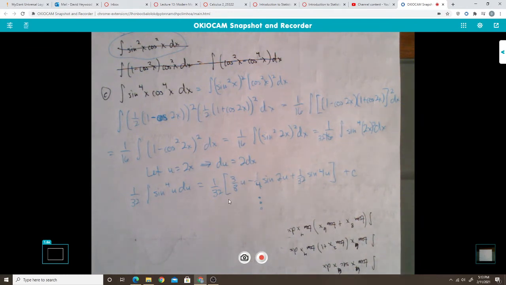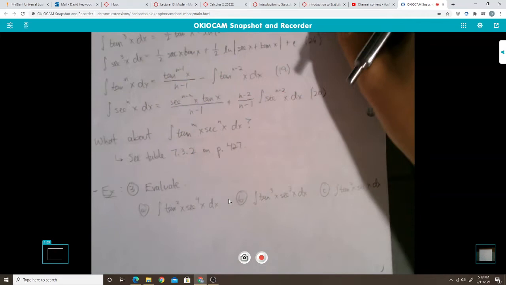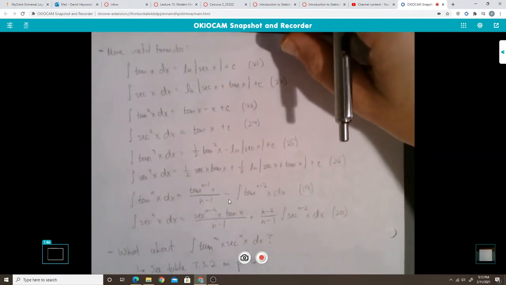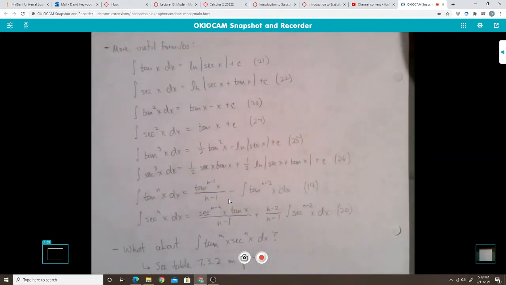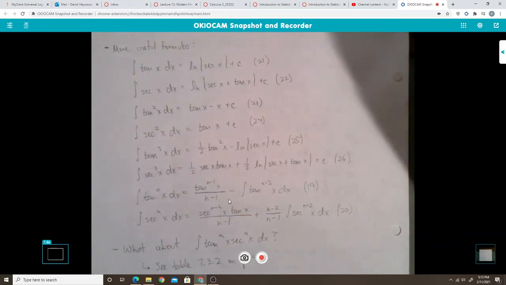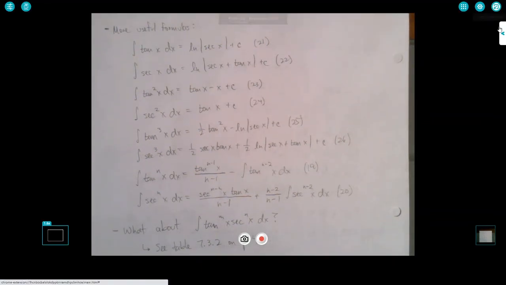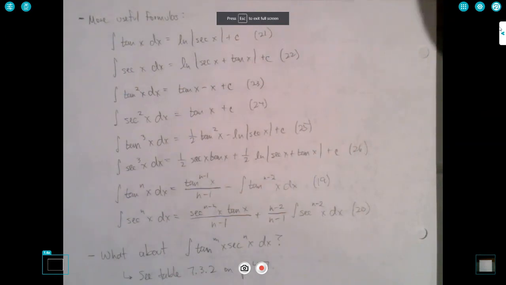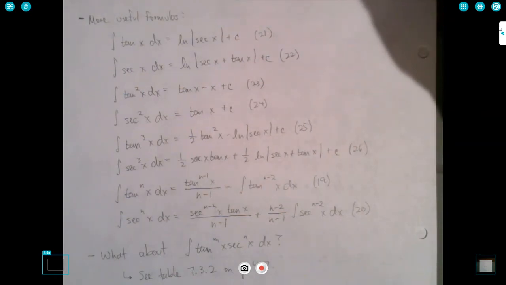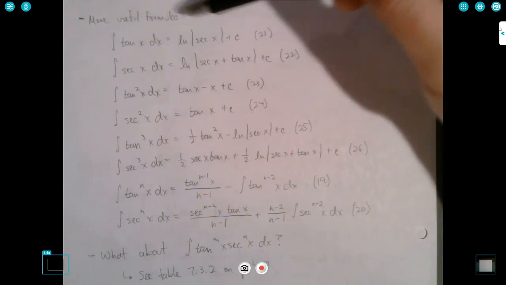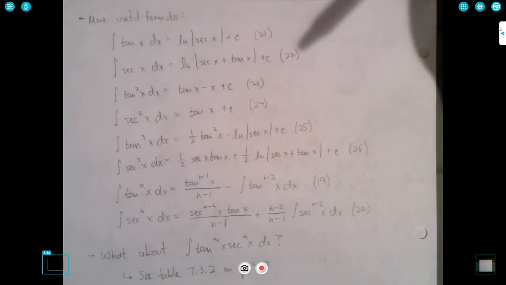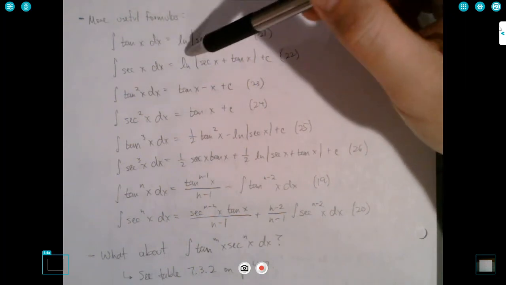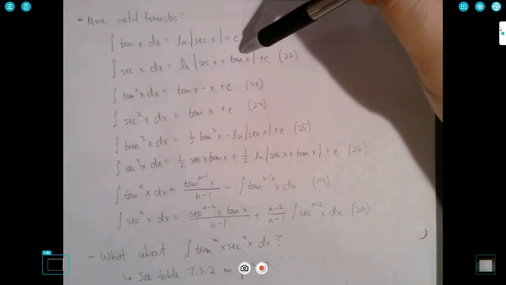Okay, so that's all I'm going to say about sines and cosines. Let's look at some secants and tangents. So just like with sines and cosines, there are a whole bunch of useful formulas that I don't expect you to memorize, but that could come in handy. And these are from your textbook, right? Some of these you should have memorized, right? You should know that the integral of tangent is natural log of secant, right? The integral of secant is natural log of secant plus tangent, right?